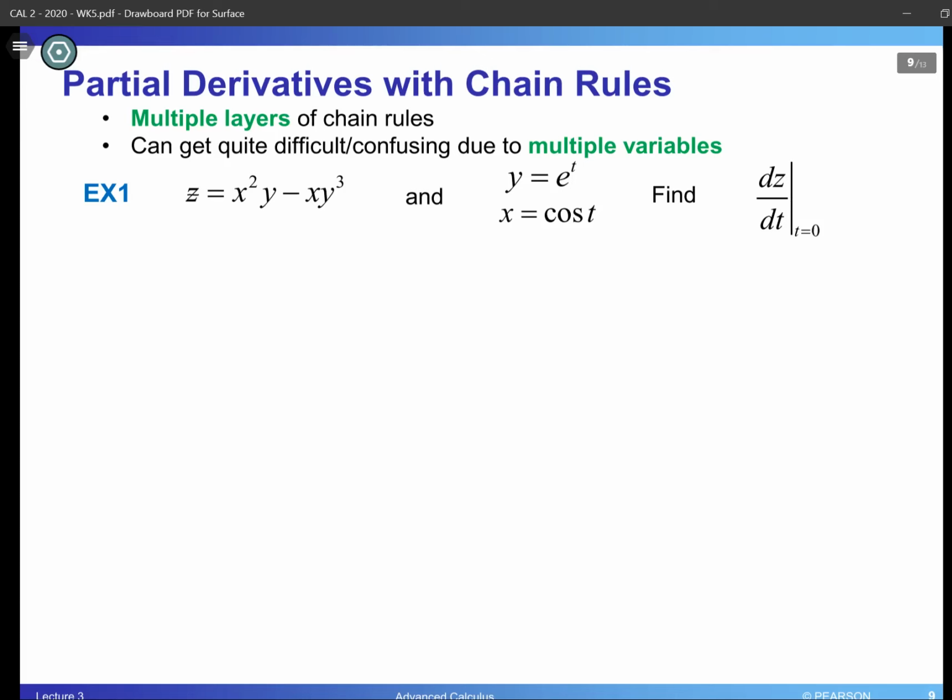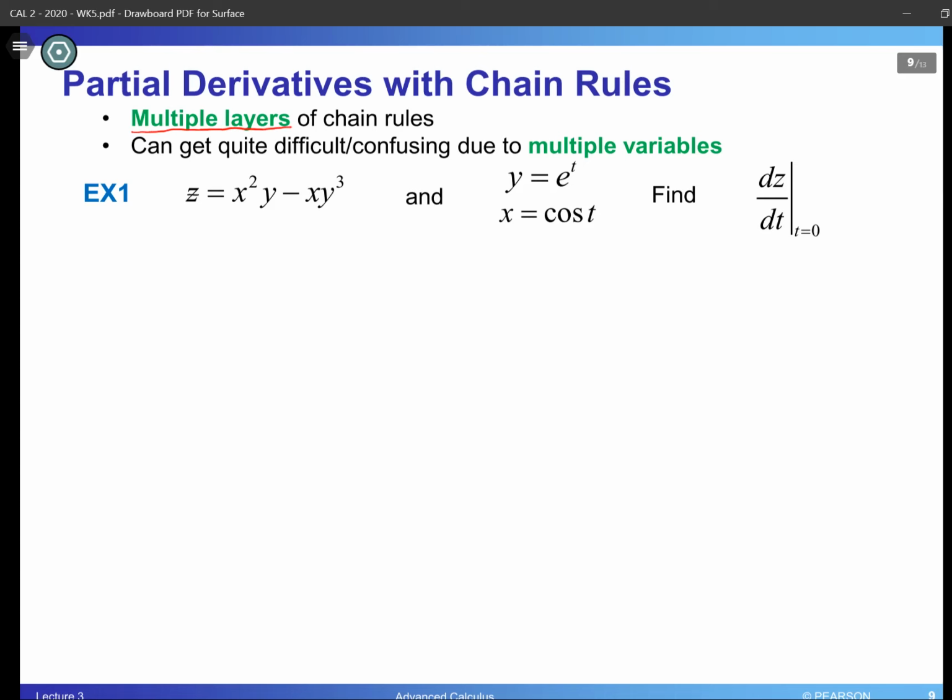Today's lesson is about partial derivatives with chain rules. Since we have done some chain rules in the previous video, this topic should be quite easy to understand. The thing is, here we are going to work on some examples with multiple layers of chain rules, so please underline right here that we are going to work on multi-layers in this lecture.